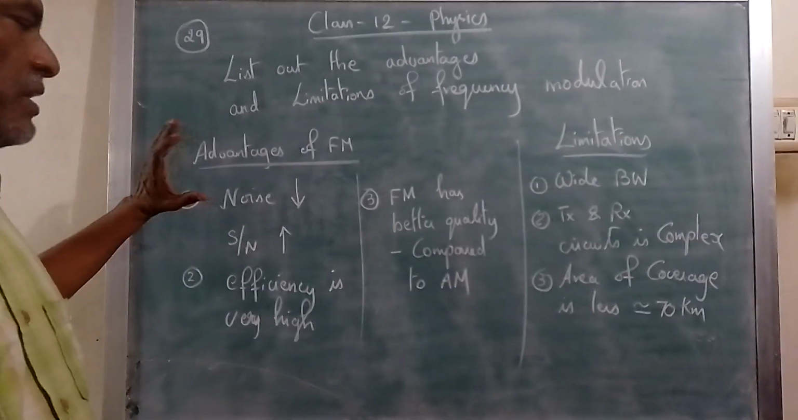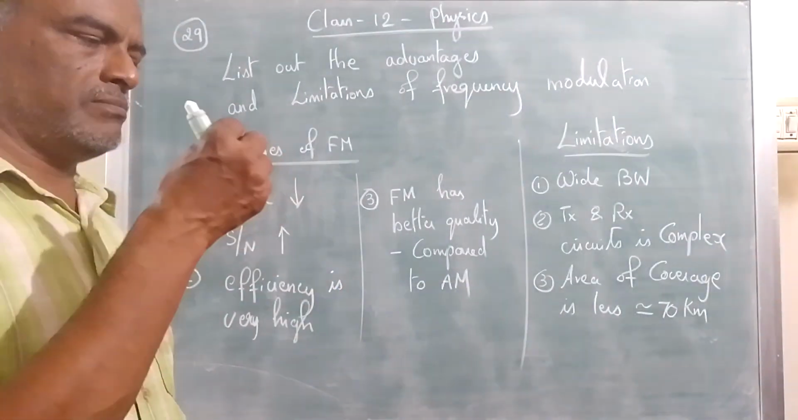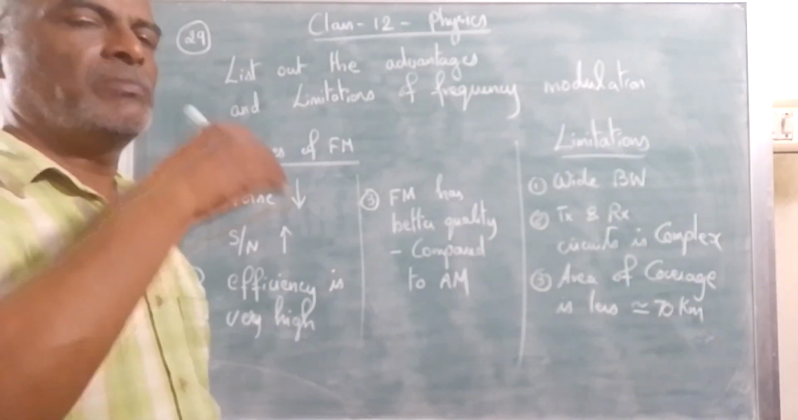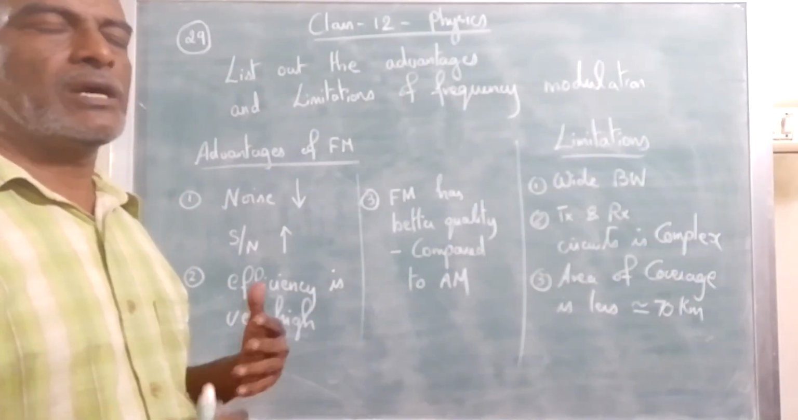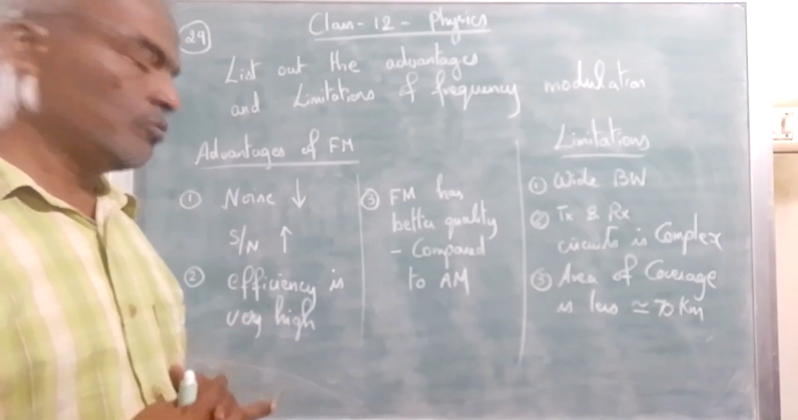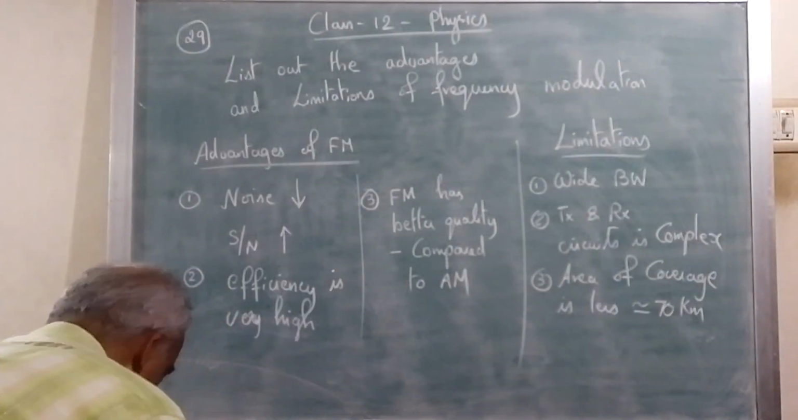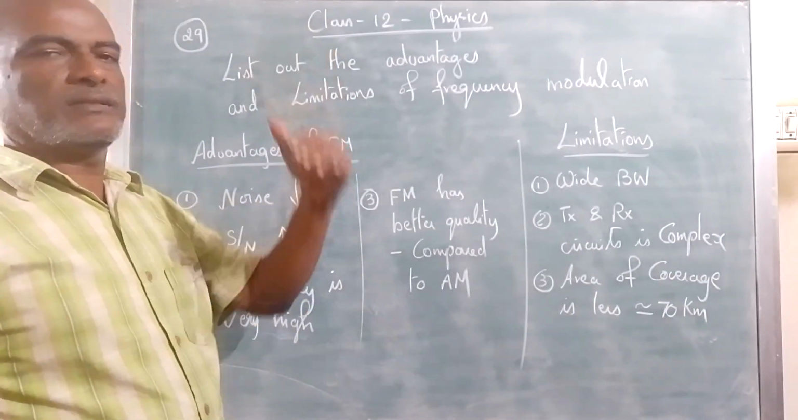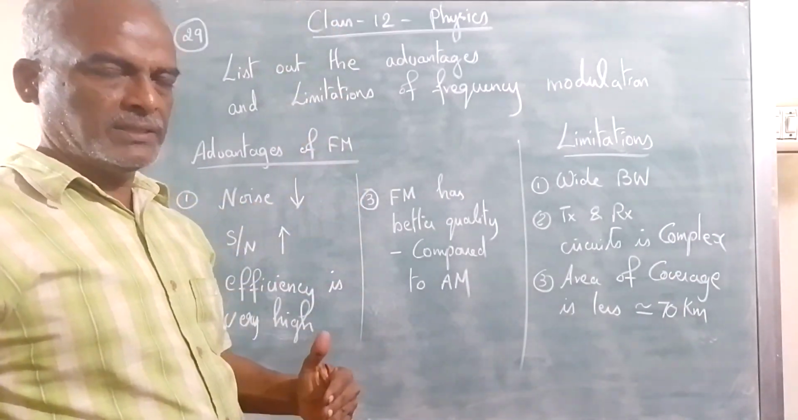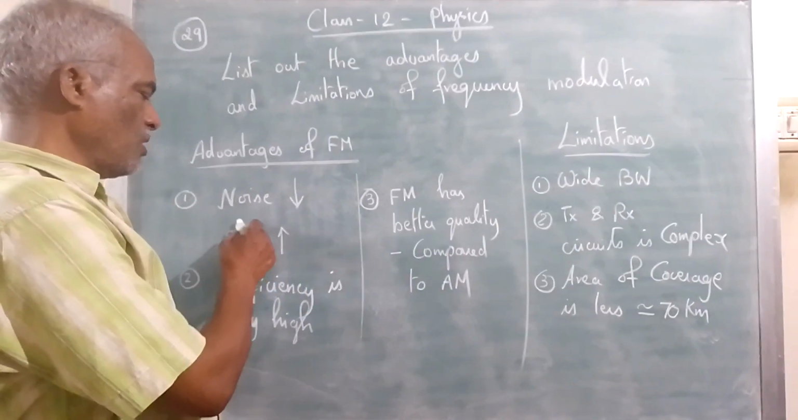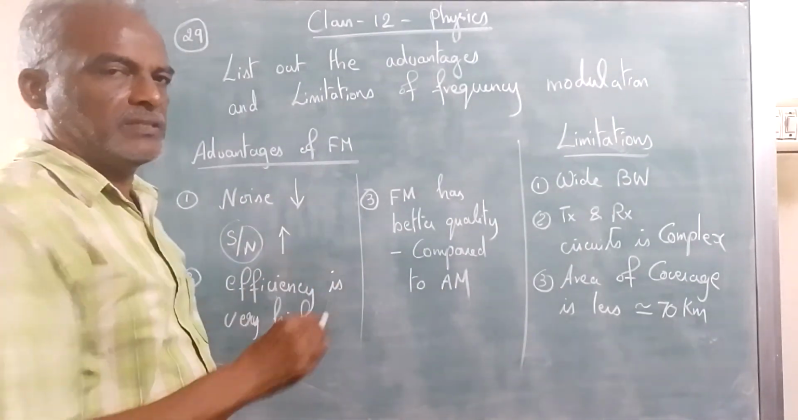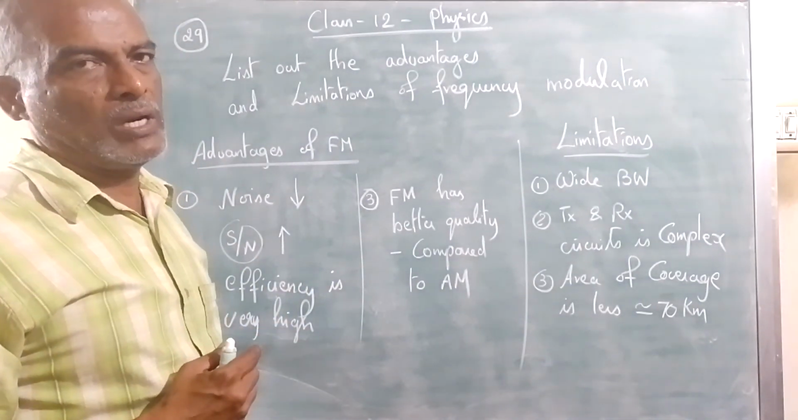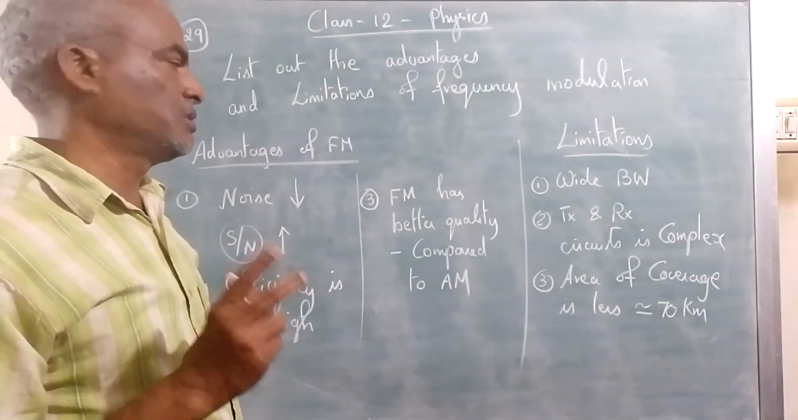The very first point is noise. There is a very much decrease in noise as compared to AM. AM means amplitude modulation. Since the noise has considerably decreased, the signal to noise ratio value has increased. This is the greatest advantage of frequency modulation.